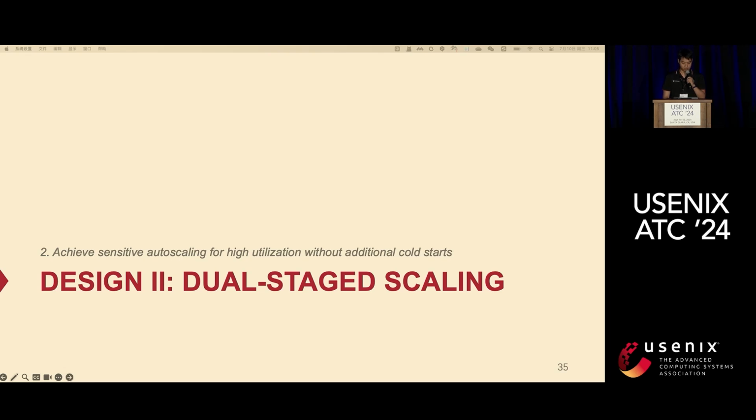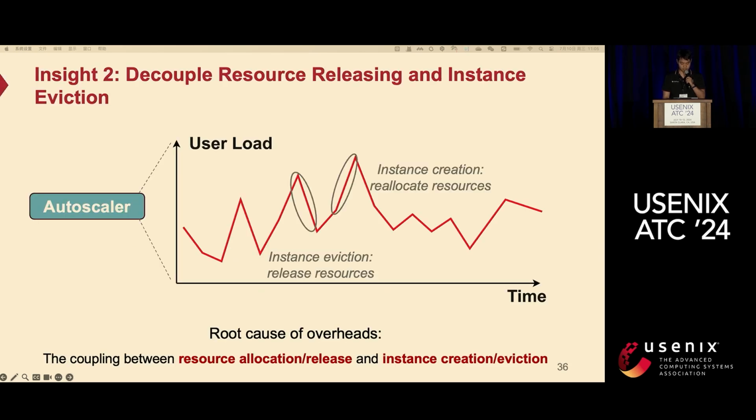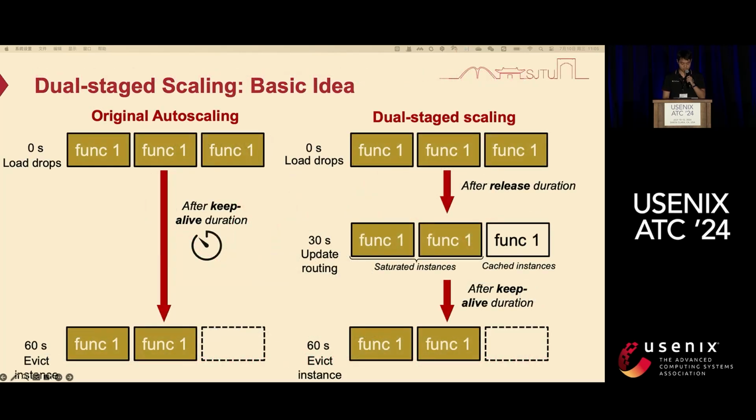Now, we introduce how Jiagu tackles the challenge of autoscaling, achieving high utilization without additional cold starts. The insight is that the autoscaler allocates and releases resources by instance creation and eviction. This coupling is the root cause of the additional cold starts. Therefore, we need to decouple these parts to achieve both high utilization and low cold start overhead. Therefore, we introduce dual-stage scaling.